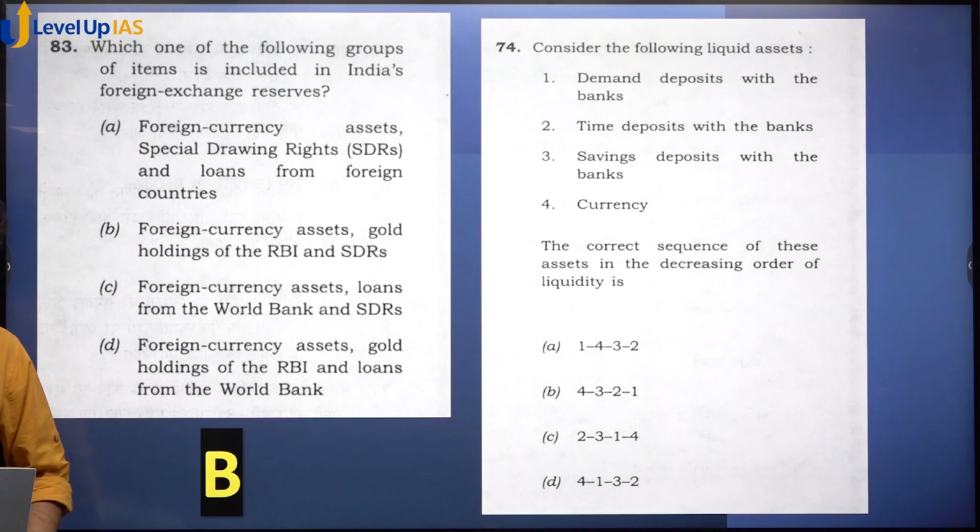After currency, which has the maximum liquidity? Demand deposits. What are demand deposits? Current account. How to differentiate? Sometimes demand deposits is a combination of savings and current. Here they have specifically mentioned savings account separately, which means demand deposits are nothing but current accounts. Now, why are current accounts more liquid than savings? Because there are fewer restrictions on current accounts. In savings you have to maintain minimum balance.